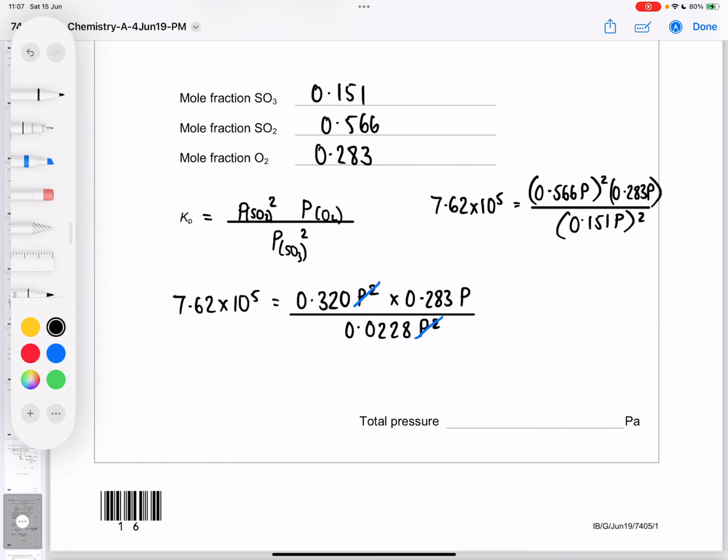So I'm going to rearrange. I'm going to keep p where it is, leave this where it is, and move everything else away. So the 7.62 times 10 to the 5 was already on the opposite side to the p. I'm going to times out the bottom line, so times both sides by 0.0228, and then I'm going to divide both sides by 0.320 and 0.283. And I can type that into my calculator.